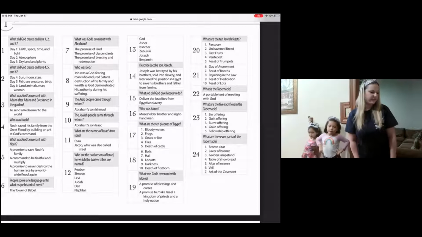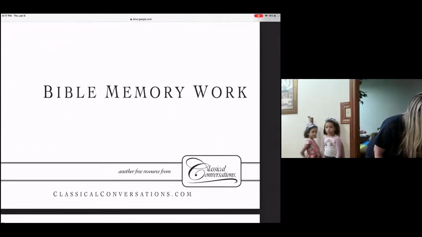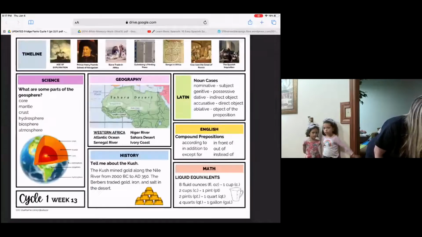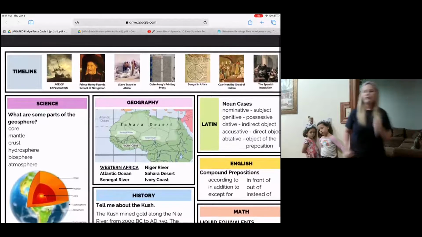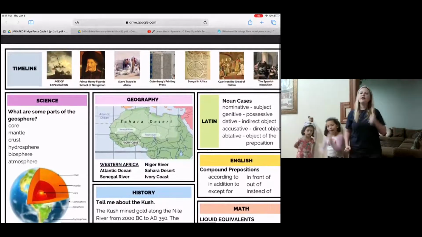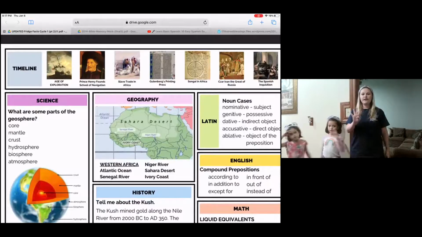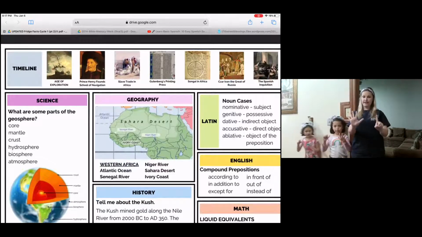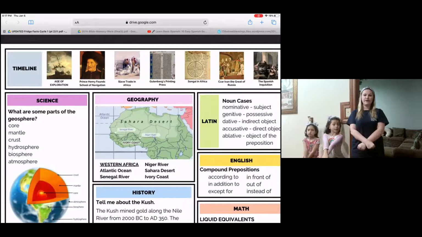Okay, that is for timeline. There we are, timeline. Age of Exploration, circa 1400 to circa 1600. Prince Henry founds school of navigation, slave trade in Africa.